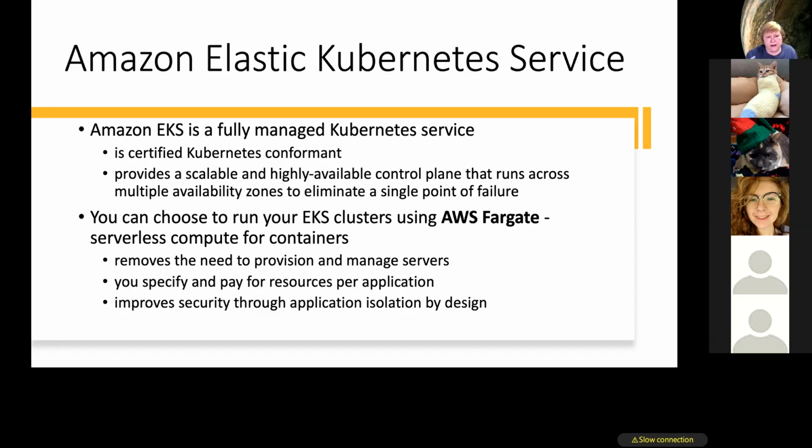With Amazon EKS, you can also choose to run AWS Fargate, which is a serverless compute for containers. Just like with Lambda functions, Fargate allows you to run containers without VMs, so you don't have to provision and manage servers, and you specify and pay for the resources per application.